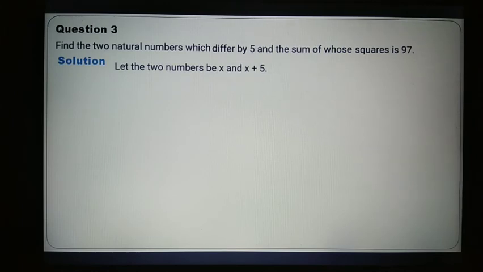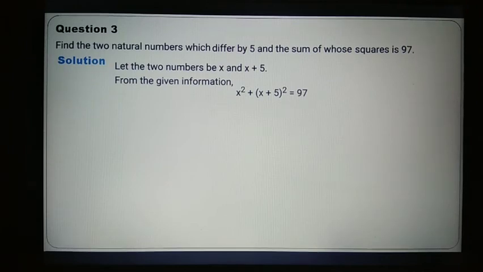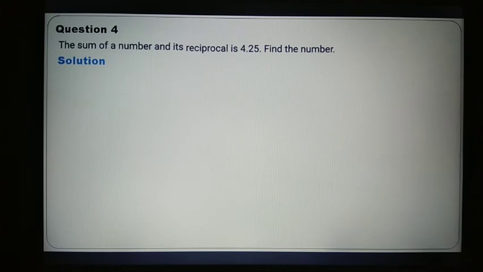So according to the information, you have this one. What you will do is solve this equation and find the value of x. Complete the sum by yourself. This is your next sum, and this sum has to be done by yourself. Please make sure that you do this problem.